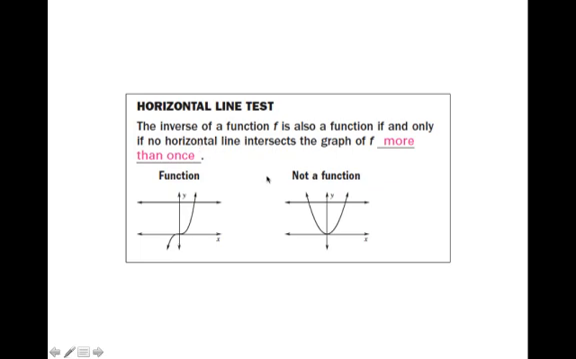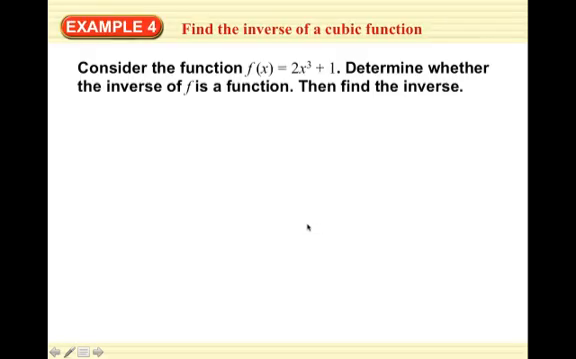But if a horizontal line ever can cross your original function twice, then the inverse is not a function. Okay, so the inverse of a function f is also a function if and only if no horizontal line intersects the graph of f more than once, which is the case right here. But over here we've shown an example of a horizontal line that does cross more than once. So for this function, its inverse is not a function.